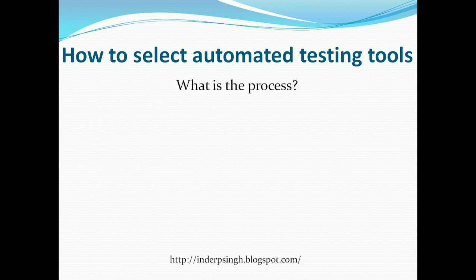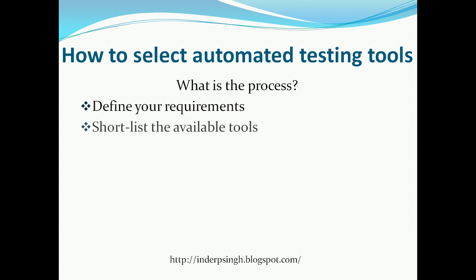So what is the logical process to select the best automated testing tool for your requirement? First of all, it is defining your requirements. I have given a few examples earlier of what your requirements can be. The primary requirement is obviously compatibility with the application you are going to test. It can be ease of use, it can be licensing cost, and other requirements that are possible that we will see in the example. The second step in the process is to shortlist the available tools.